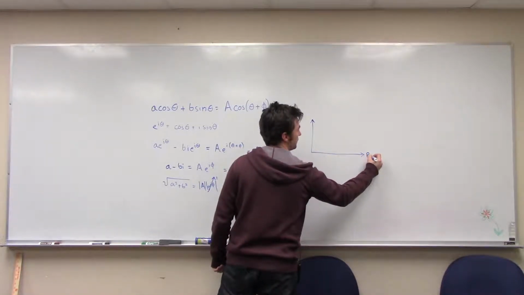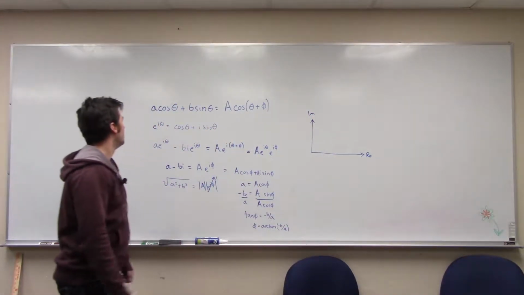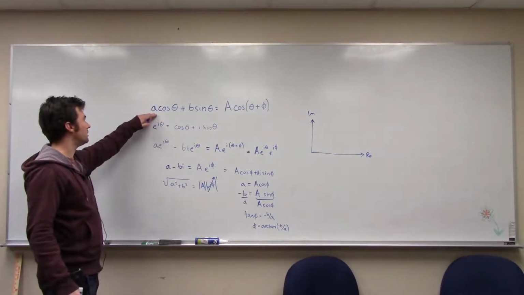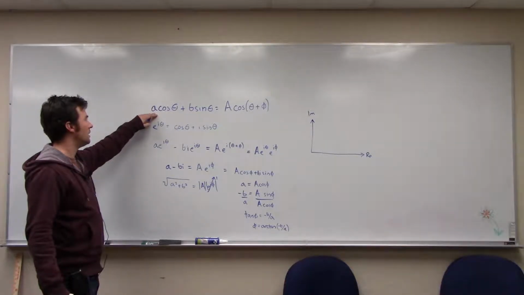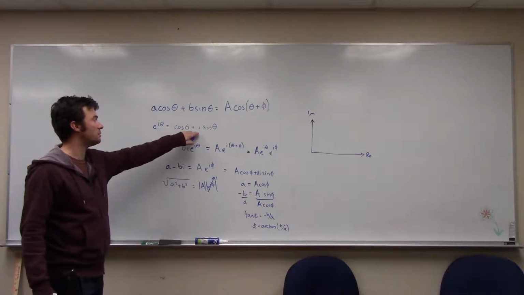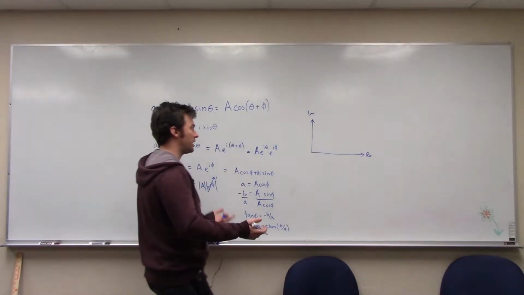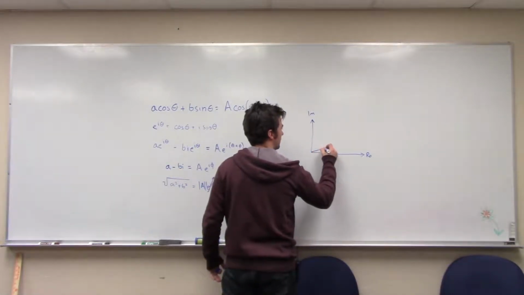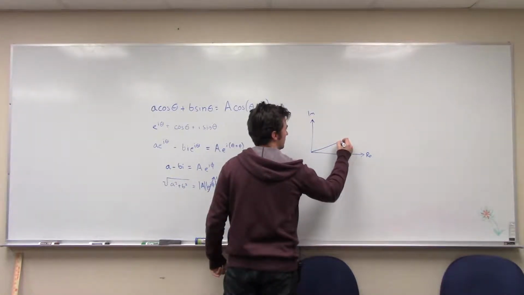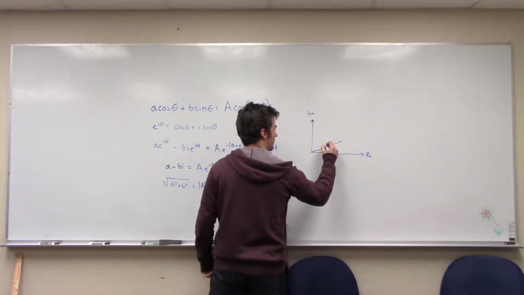Okay, this is the real part, and this is the imaginary part. What is the number A cosine theta? Well, that's just A cosine theta plus i sine theta. And this can be visualized in the complex plane. It looks something like that. That's the number with a length of A.